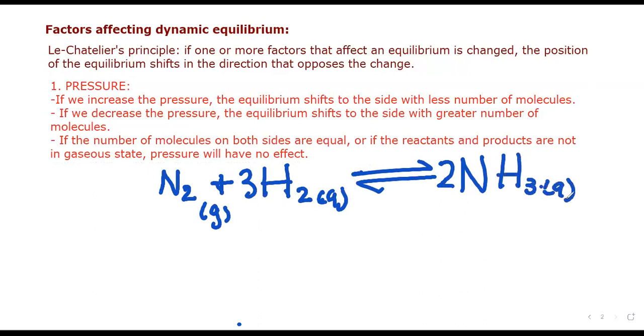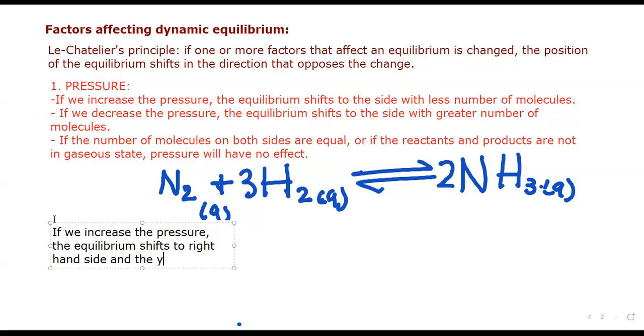Now, over here, if you're going to take a look, what are we going to see? We're going to see that if we increase the pressure, the equilibrium shifts. The equilibrium is going to shift to the right hand side, and the yield of ammonia increases. Why is it shifting to the right hand side?